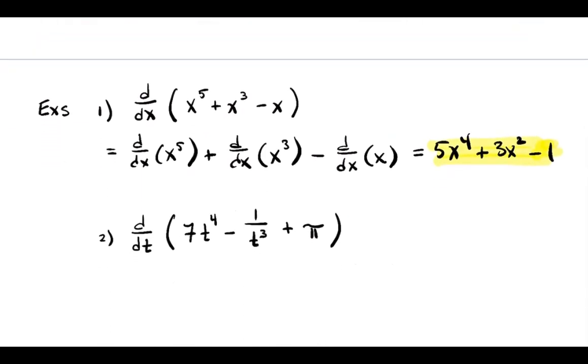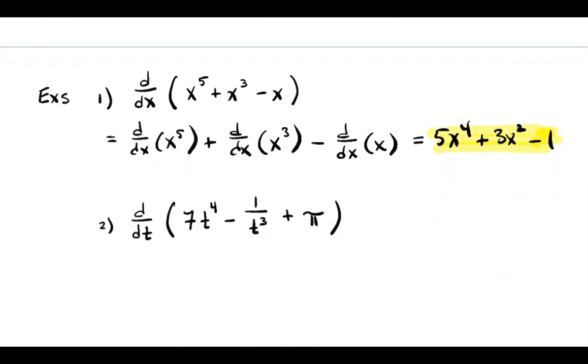Switching the variable name, I want to try to get you used to the idea that not all things are always called x. And this time I am going to skip this intermediate step. Okay, so I'm just looking at these three terms.